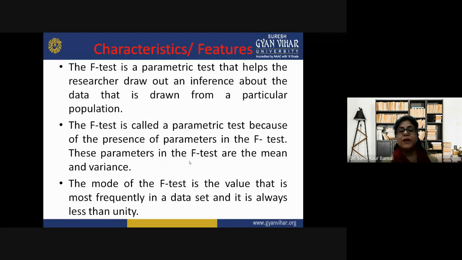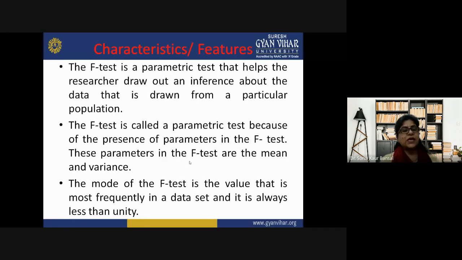Then the next thing, the F-test is called a parametric test. Why is it called parametric? Because of the presence of parameters in the F-test. And these parameters in the F-test are the mean and variance. This is also another very important multiple choice question: what are the parameters found in F-test? The correct answer is mean and variance. The mode of the F-test is the value that is most frequent in a data set, and it is always less than a unit.